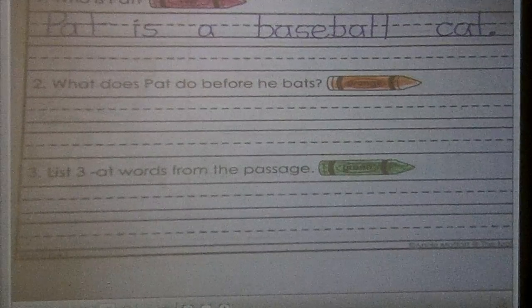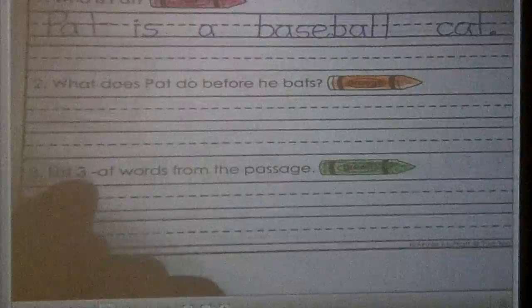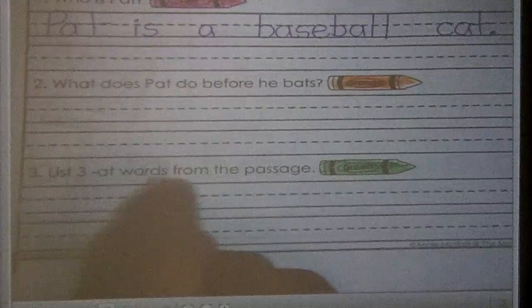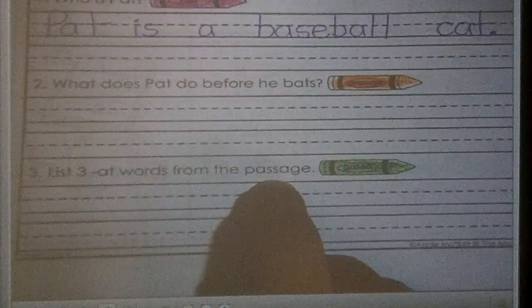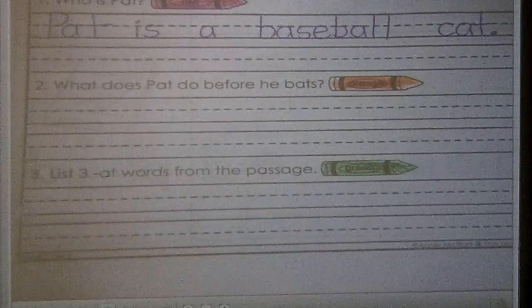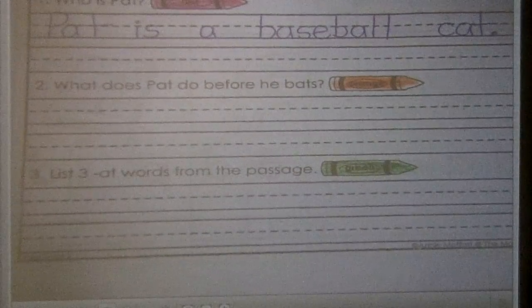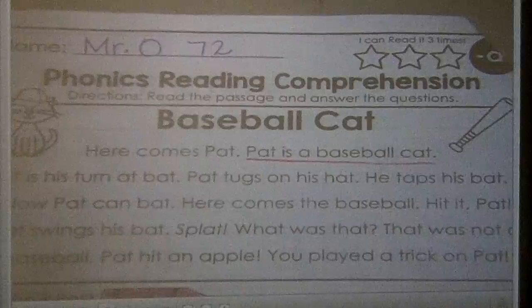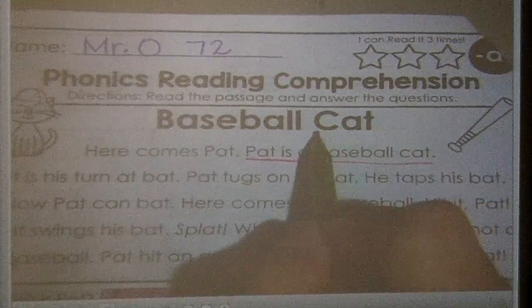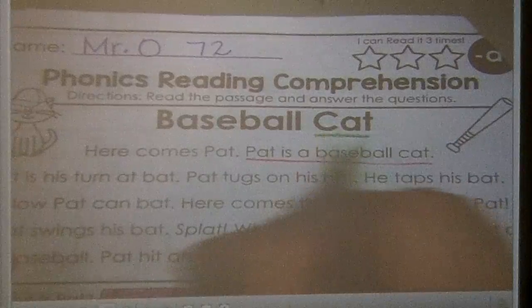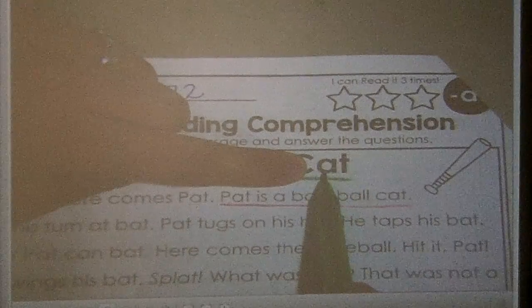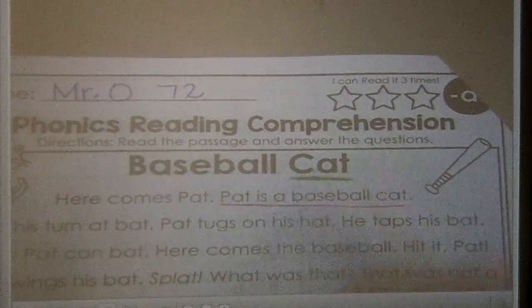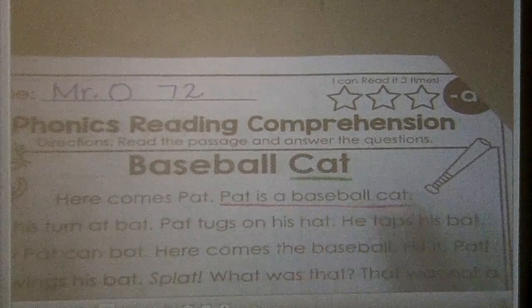And this is what the question asks you. List 3 at words from the passage. Passage is just a word that means story. So you're going to find 3 words from the at family that are in this story. So let me help you with one of them. Of course, we know that this story is about the baseball cat. Very good. And cat is part of the at family. So we're going to underline the word cat. And you see the at family here, A-T, at. So when you go back down to number 3, you would write the word cat.